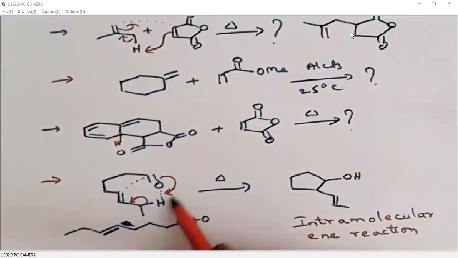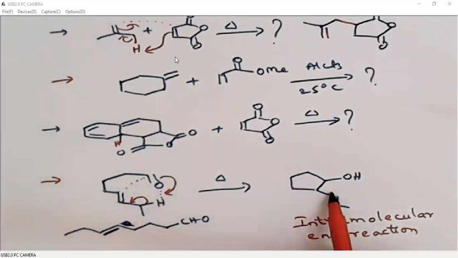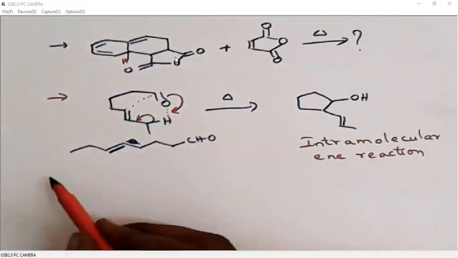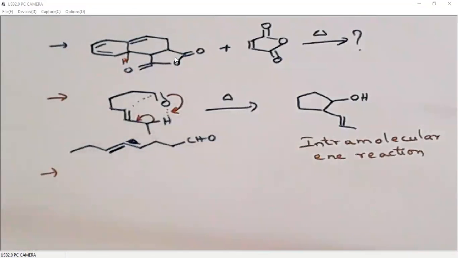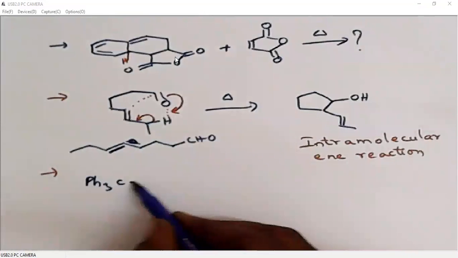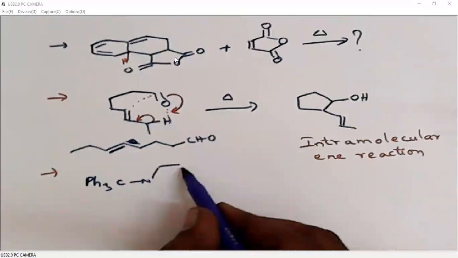Then we can polarize this hydrogen, then rearrangement of the pi bond, then formation of a sigma bond. So we can easily expect the product. Okay. You try to write the product.